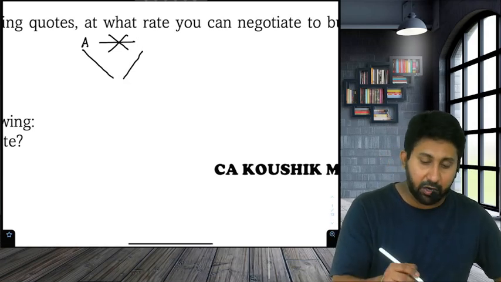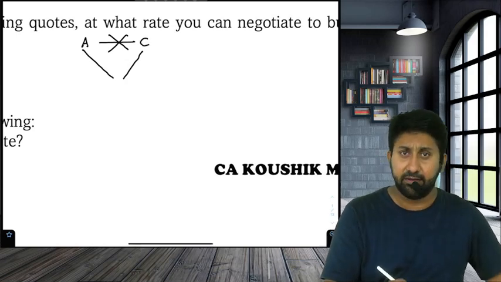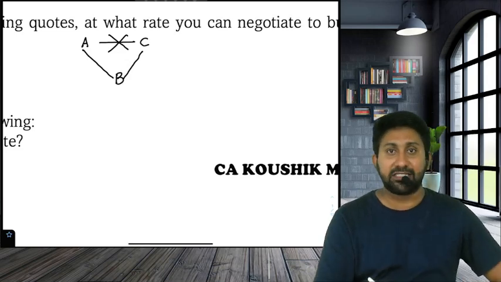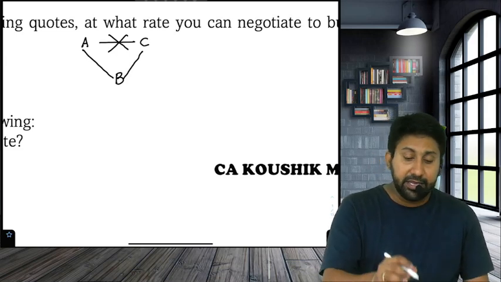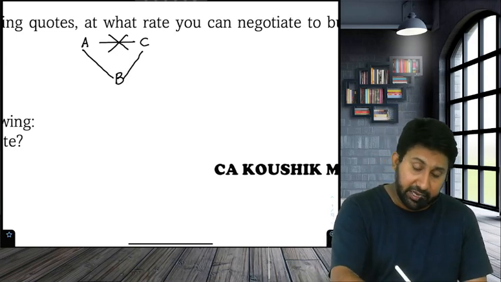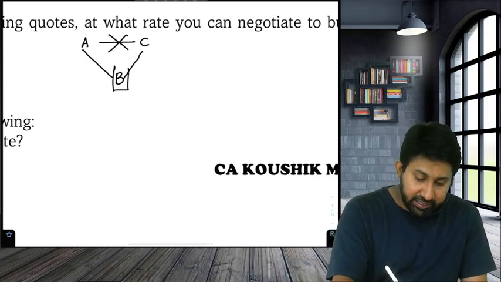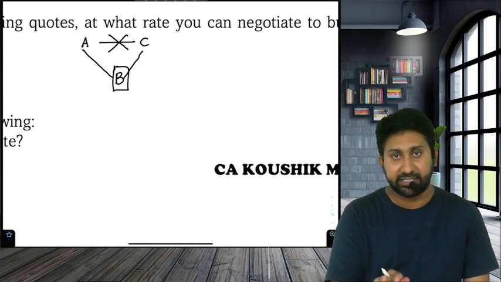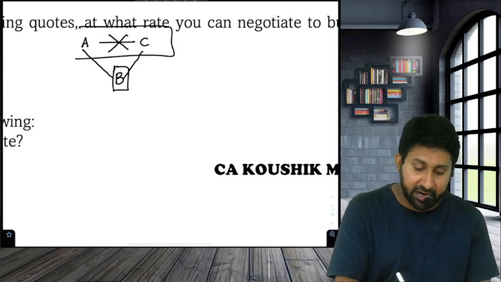There is a currency called A. There is a currency called C. Now, there is a base currency called B. This currency B is a common currency with which A is getting traded, C is also getting traded. Using this B currency as a common base currency, we can calculate a cross currency quotation between A and C.